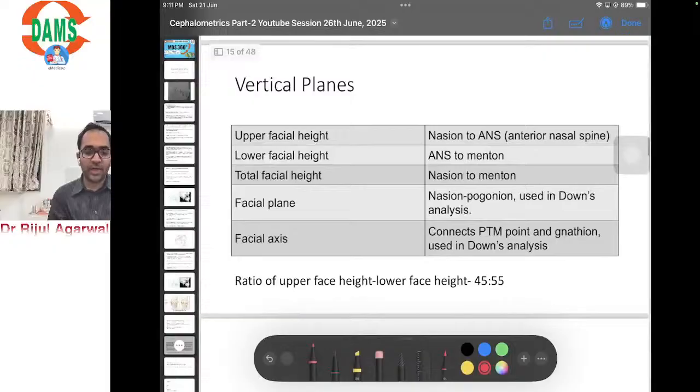These are a few vertical planes: upper facial height from nasion to ANS, lower from ANS to menton, total from nasion to menton. Facial planes are nasion pogonion, used in Downs analysis if you remember, and the facial axis connects the PTM and gnathion, used in Downs analysis. Remember the y-axis or the y-plane.